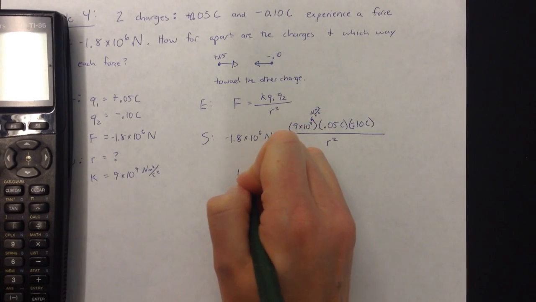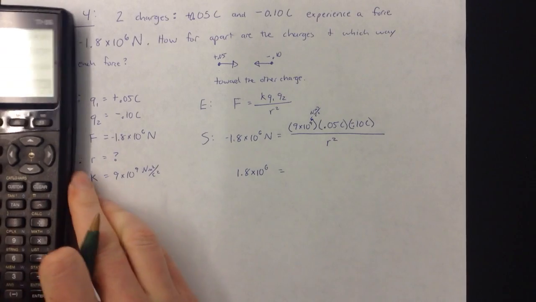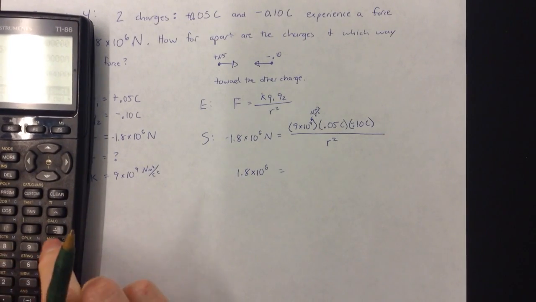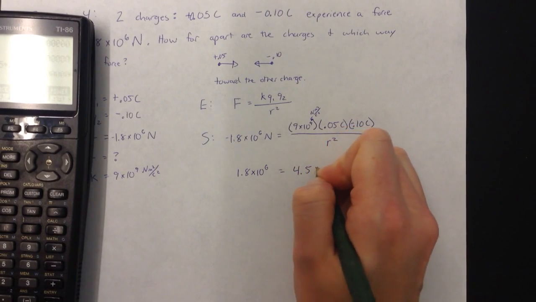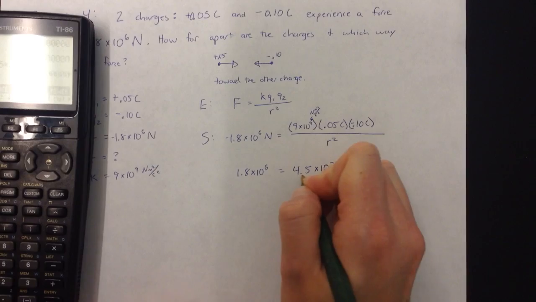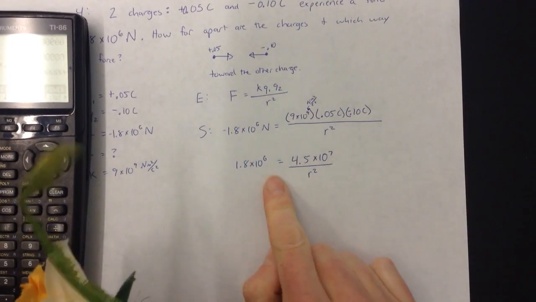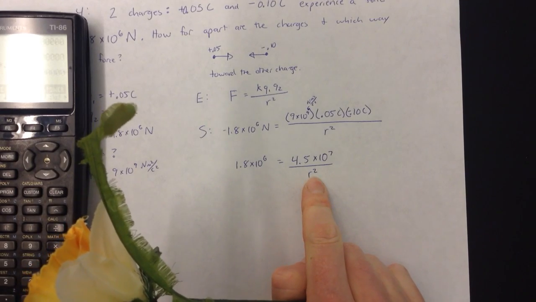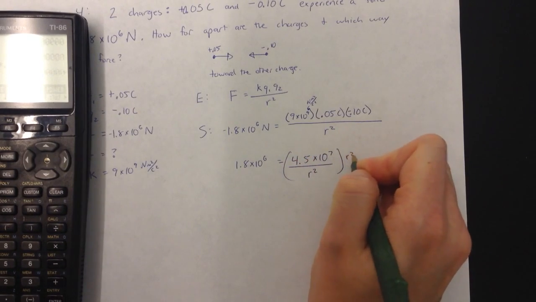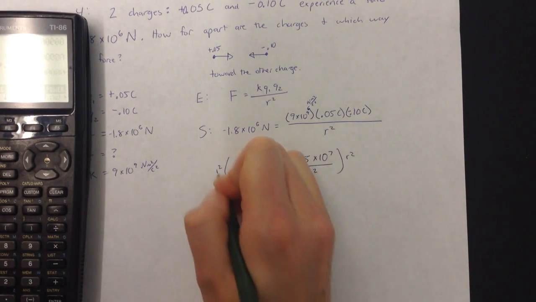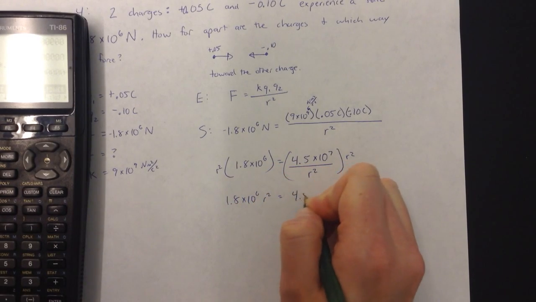So I'm going to simplify first. I've got 1.8 times 10 to the 6 over here, and I'm going to do my 9 times 10 to the 9th times 0.05 times 0.1, and I get 4.5 times 10 to the 7th, and I'm going to be dividing that by r squared. Now remember, when you have junk on the bottom that you want to get rid of, you always multiply by the junk on the bottom. So I'm going to multiply by r squared. So I'm going to end up with 1.8 times 10 to the 6th r squared equals 4.5 times 10 to the 7th.